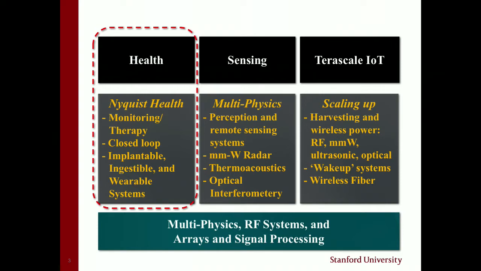Communication is still a huge problem, with lots of interesting areas to look into: large arrays, high data rate communication. But sensing and healthcare have also risen up in terms of priority, because we can now apply some of the techniques we learned from communication circuits into other areas.